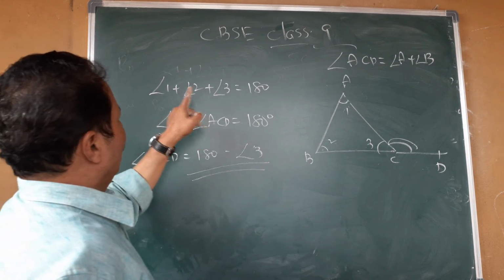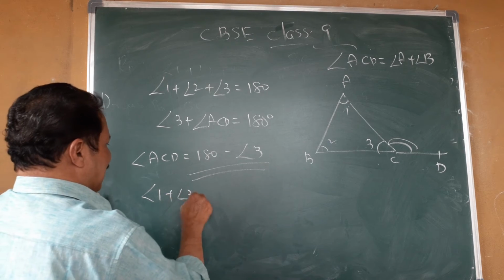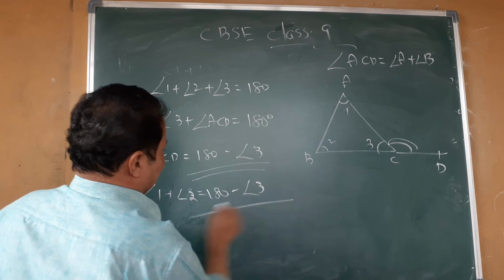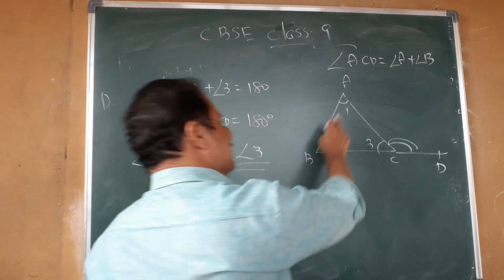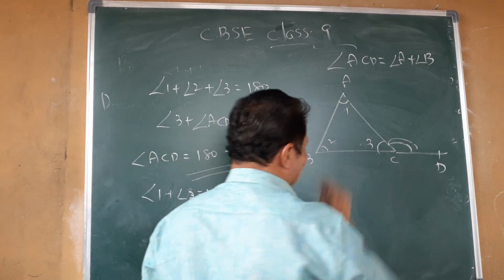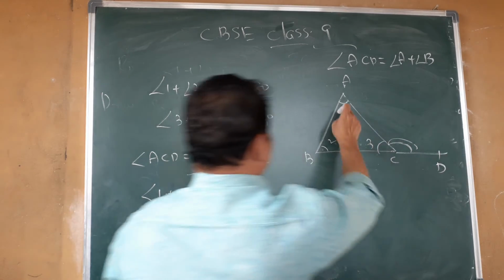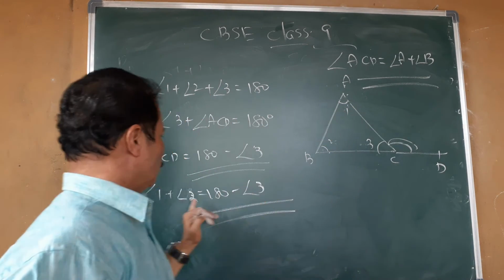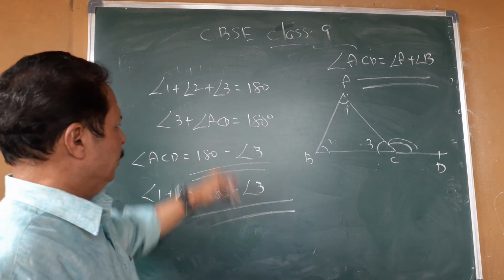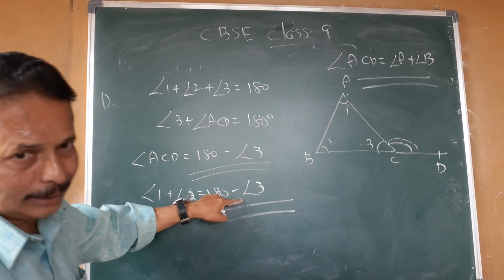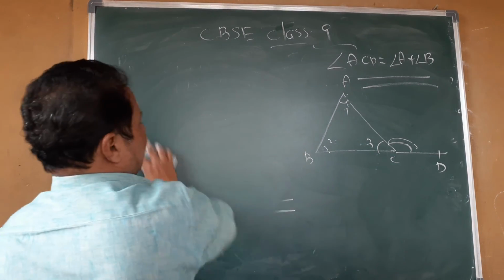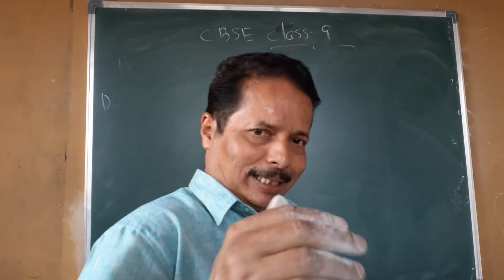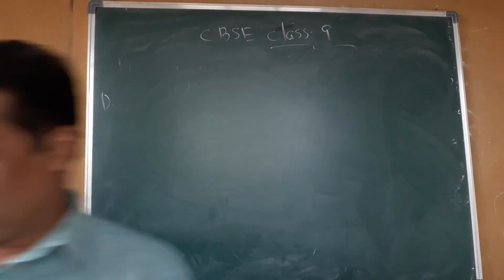Look here, angle 1 plus angle 2 plus angle 3 is 180. Angle 1 plus angle 2 is also 180 minus angle 3. These three added get 180. These two added get 180. Automatically angle ACD equals angle A plus B, meaning 1 plus 2. Both angle ACD and 1 plus 2 are 180 minus 3. Is it clear? That is, the exterior angle of a triangle is equal to the sum of the interior opposite angles. Okay, I will give you further problems later on for the rest.